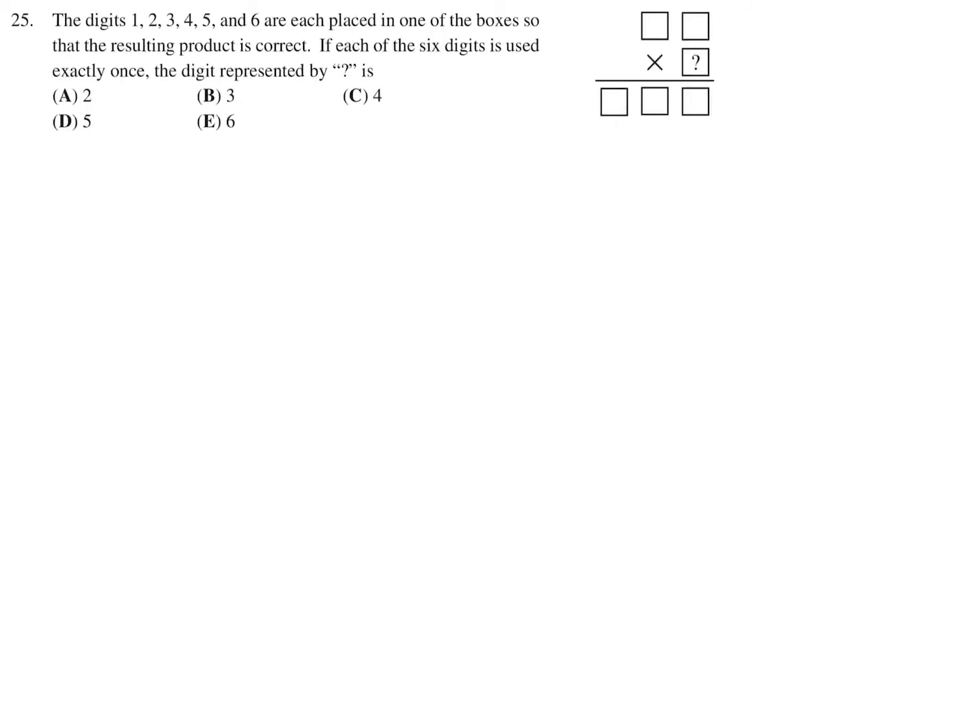The digits 1, 2, 3, 4, and 5 are placed in one of the boxes so that the resulting product is correct. If each of the 6 digits is used exactly once, the digit represented by the question mark is. So again, this is another trial and error question.